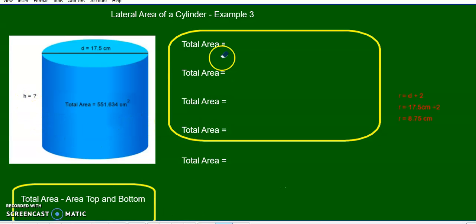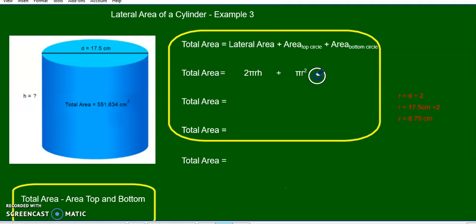So let's remember the formula for the total area of a cylinder. The formula is the lateral area plus the area of the top and the area of the bottom circle. So lateral area, remember, was 2 pi r h. So 2 pi r is the circumference times the height.